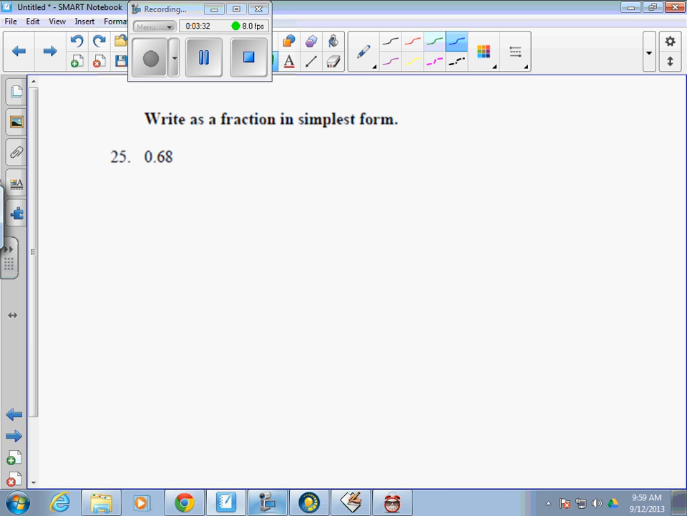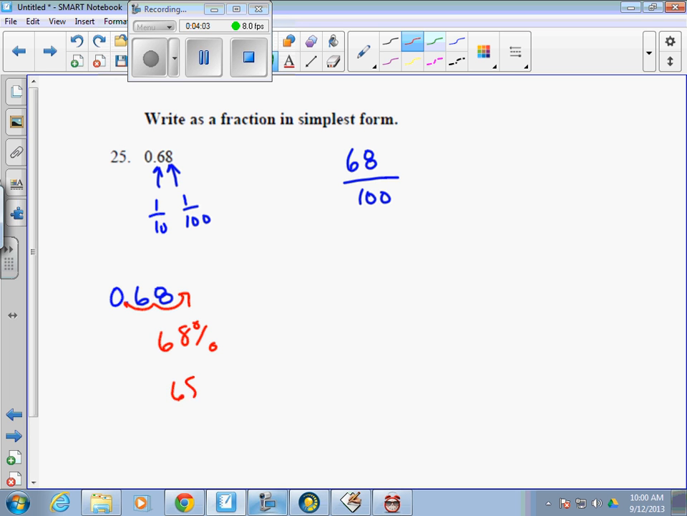Number 5 says write as a fraction in simplest form. This is the tenths place. This is the hundredths place. So since it's the tenths and the hundredths, that means it is 68 hundredths written as a fraction. Another way that a lot of people are comfortable with, they know that it is almost like a percentage. Move it over 2 spots, and it's 68%, and we know that means 68 per 100, since cent is 100.